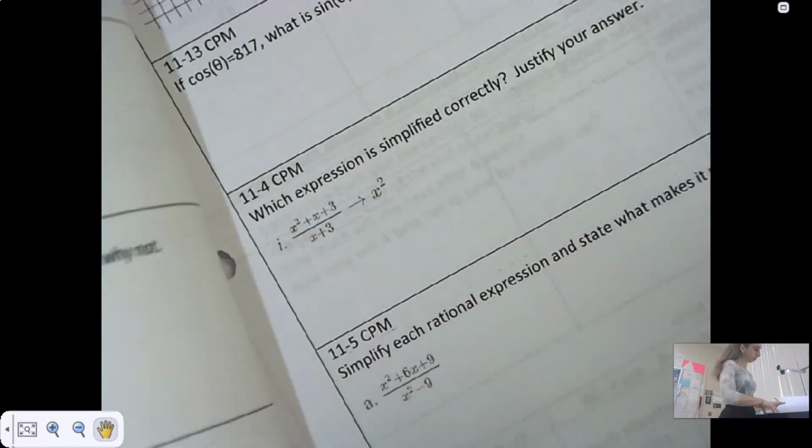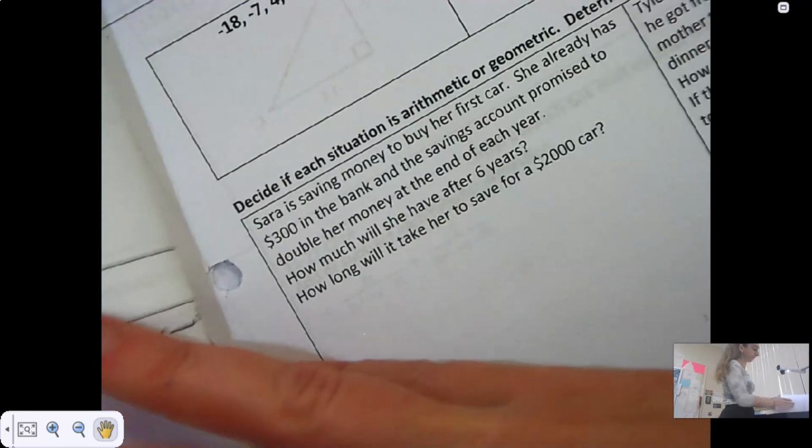Okay, let's see what the homework is. Okay, so I guess I'm not going to do homework until I get to 10.12b.